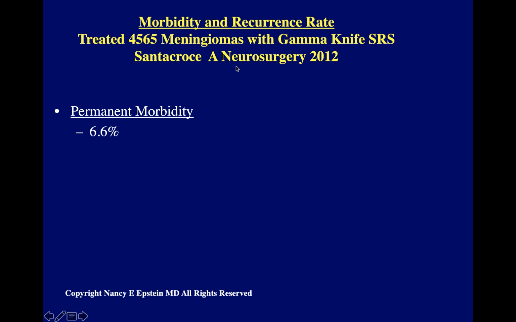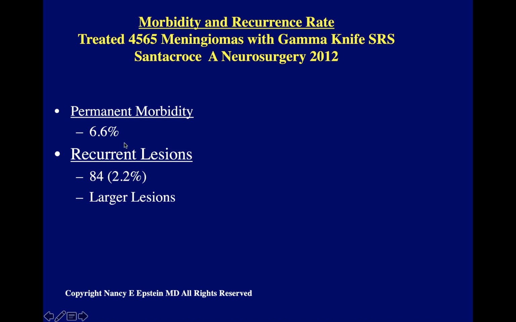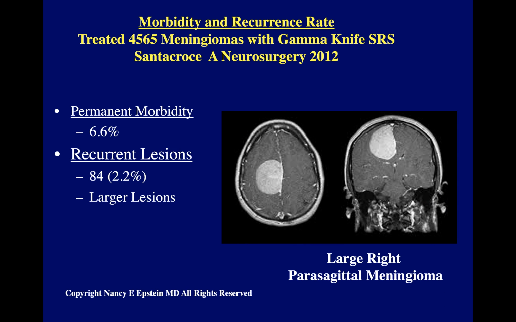Morbidity and recurrence rate for these 4,500 meningiomas treated with Gamma Knife stereotactic radiosurgery in 2012: a 6.6% rate of permanent morbidity and a recurrence rate of 2.2%. That was 84 cases total. And again, this was seen in your larger lesions. And here's an example on your right of a large right-sided parasagittal meningioma.